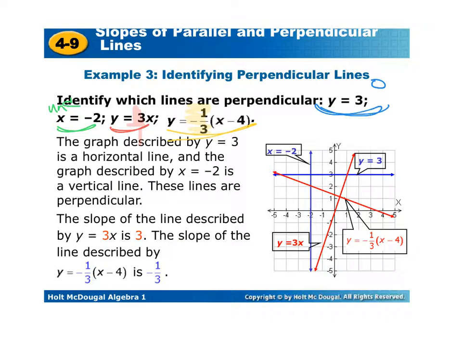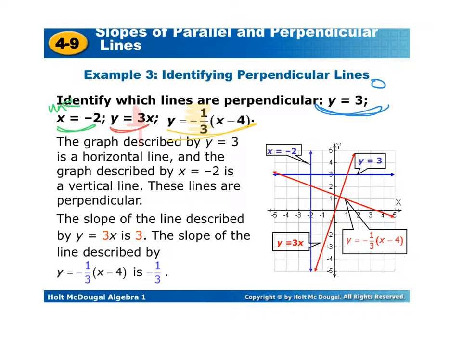Which colors? Blue and yellow? Not blue and yellow, red. Red and yellow, good. And then what's the other pair? Oh, the blue and green. Blue and green, good. Okay, so red and yellow are opposite reciprocals, and so are blue and green. This is a quiz question.